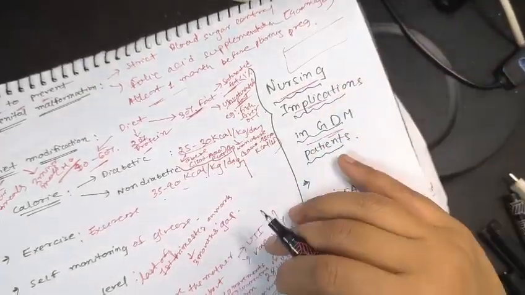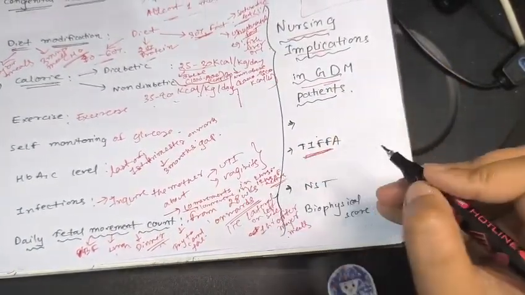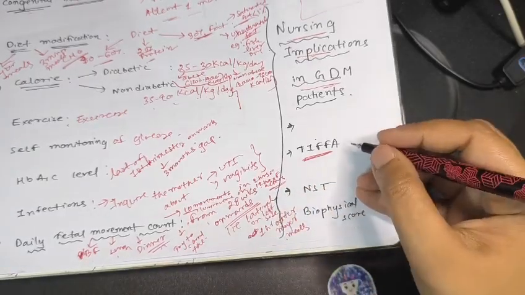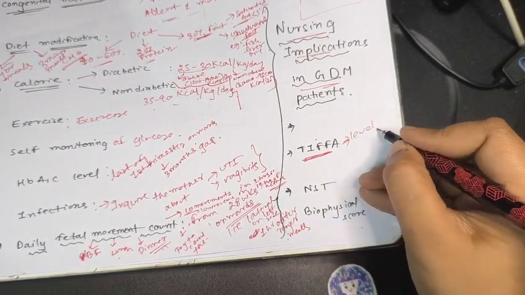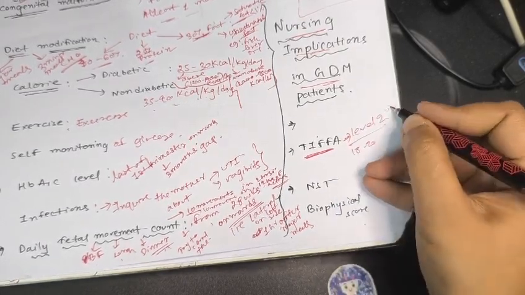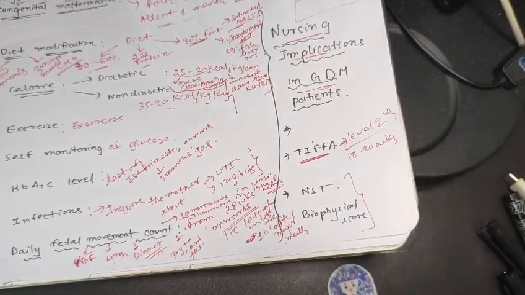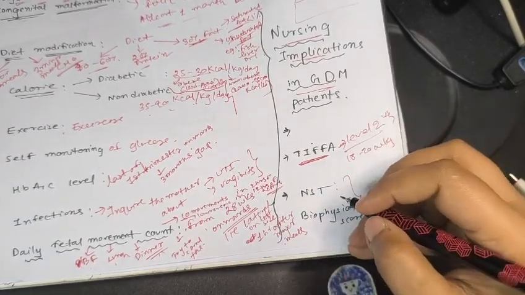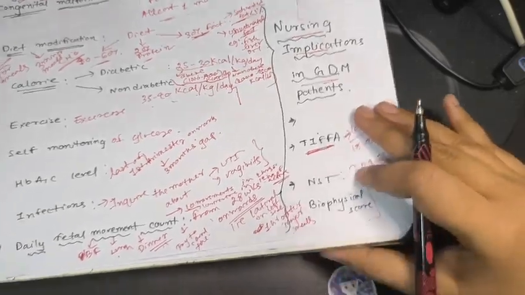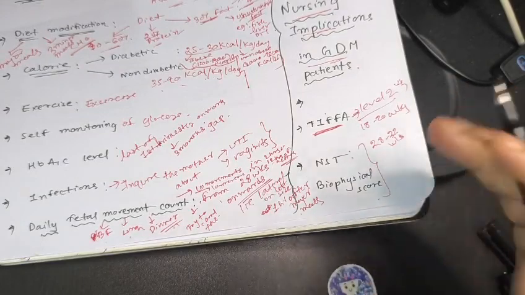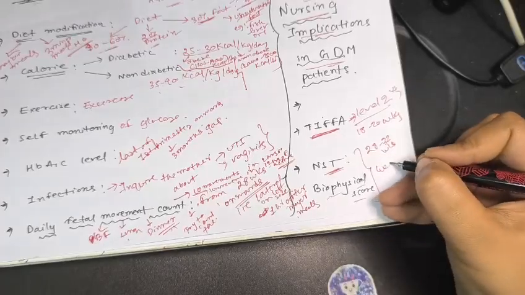Now, in case of diabetes, what should the mother undergo? TIFFA, that is a level 2 anomaly scan, level 2 USG at 18 to 20 weeks. Diabetes in pregnancy is a high risk pregnancy, so from 28 to 32 weeks the mother should also undergo NST, that is a non-stress test, and biophysical score weekly.